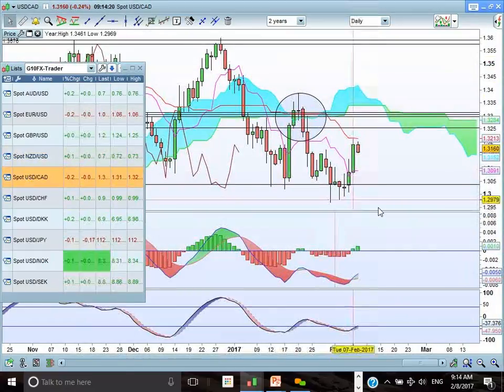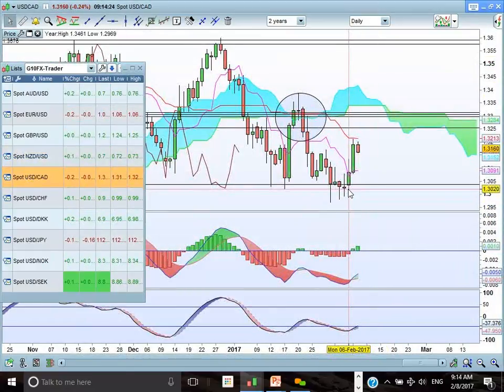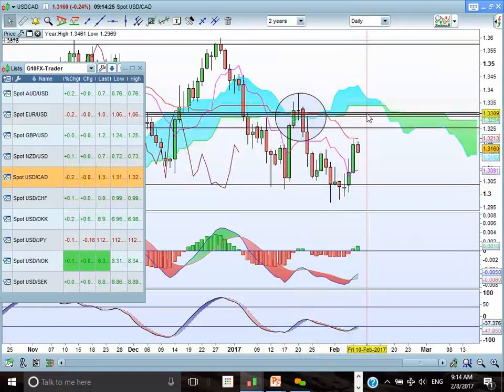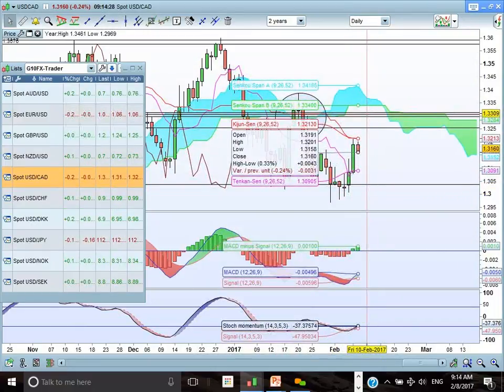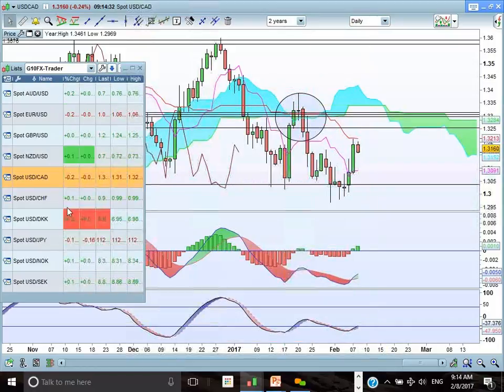US dollar CAD had a recent MACD buy signal, with potential upside back up to the bottom end of the cloud here, and that's the next major resistance level to watch.